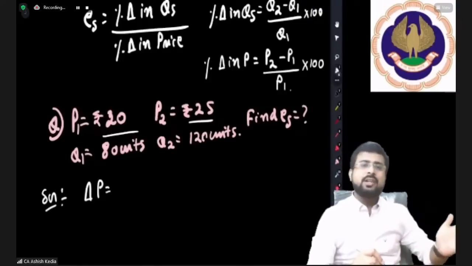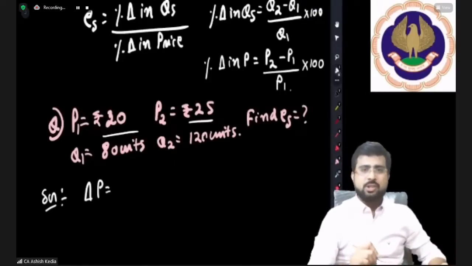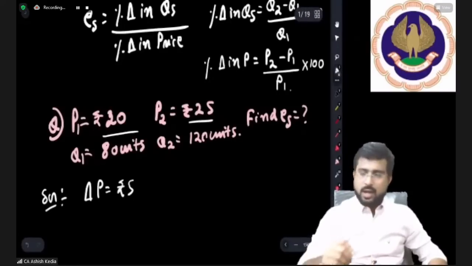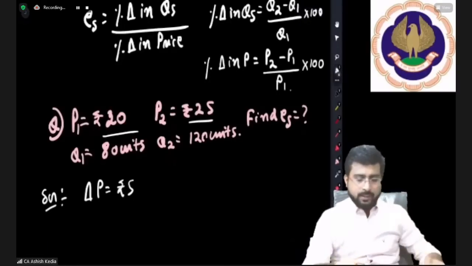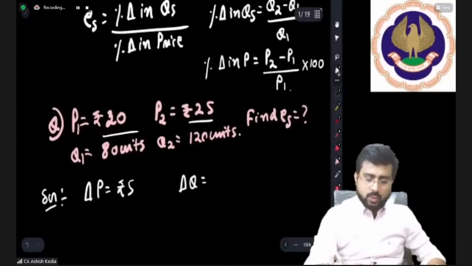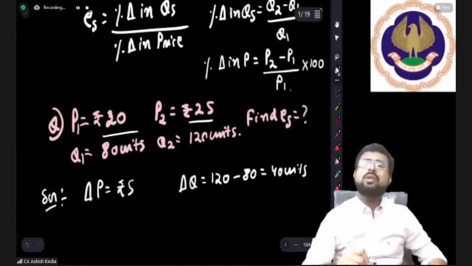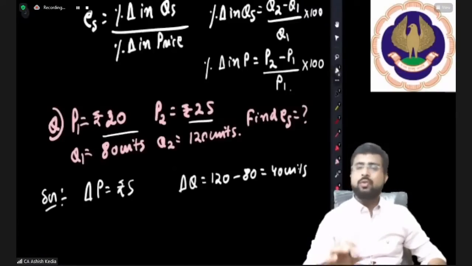नया प्राइस माइनस पुराना प्राइस, 25 माइनस 20 है ना, यानी कि ₹5. And if we talk about change in quantity, it is 120 minus 80, that is equals to 40 units. New minus old, always new minus old.